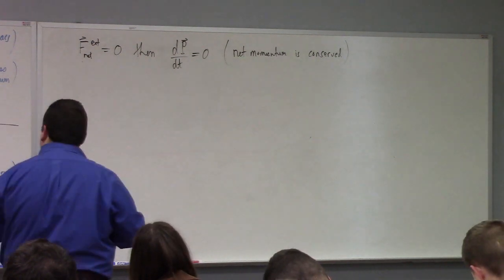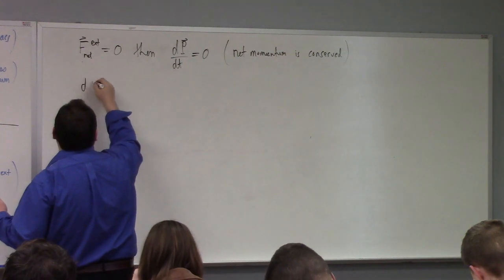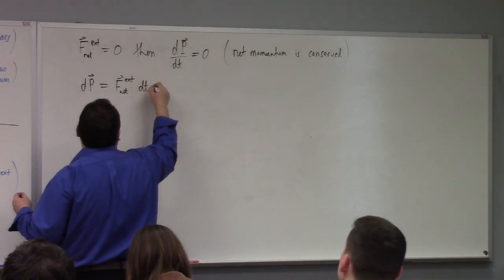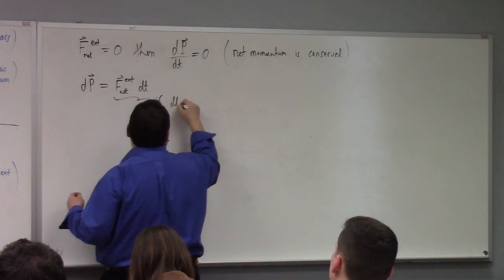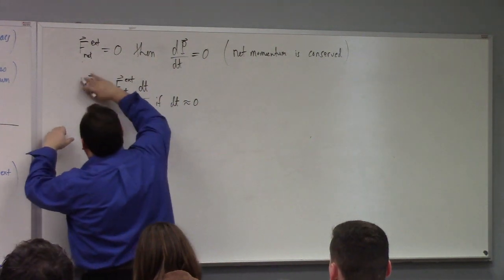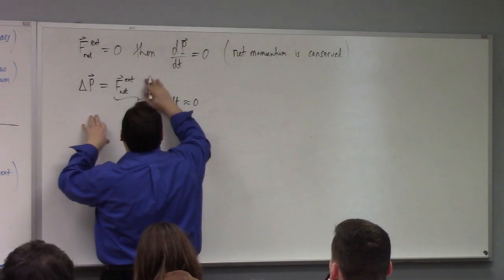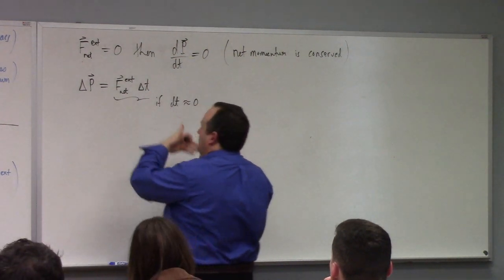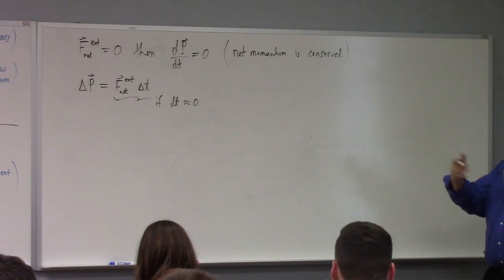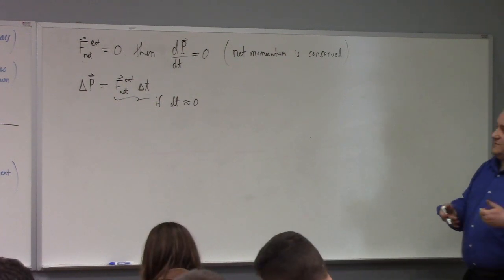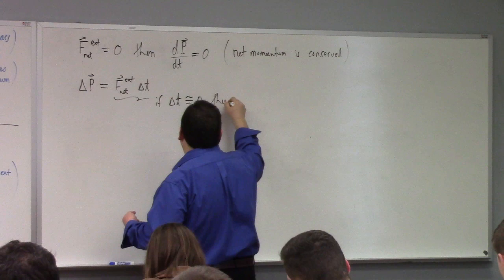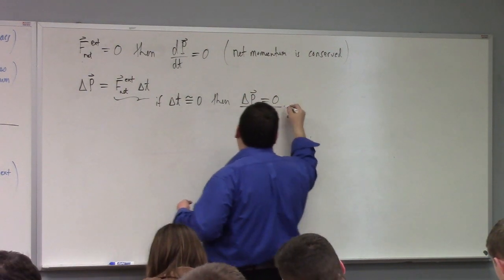The other possibility, you can look at it this way as well. dp vector is F net external dt, like this. Let me be a little bit more rigorous here. If dp/dt is equal to F net, then the change in p is approximately the net force times the change in t. So if the change in t is close to 0, what can we say? Then the change in momentum is also 0.